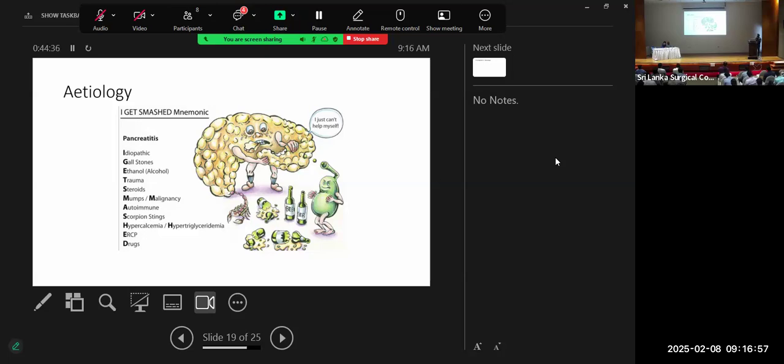Whereas triglycerides can be done. When would you attribute that this could be hypertriglyceridemia induced pancreatitis? Now, upper limit is 150 milligram per deciliter. More than 1,000? Yes. That is a very arbitrary cutoff. If it's 900, still you can say it. Right? So it's hypertriglyceridemia induced pancreatitis.